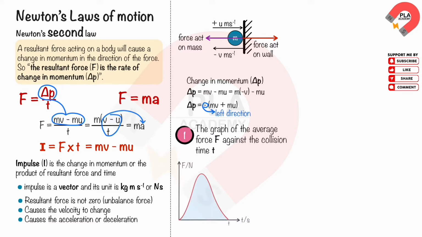The graph of the average force F against the collision time t of the collision between the mass m and the wall is shown. So, the area under the graph is the change in momentum or impulse.